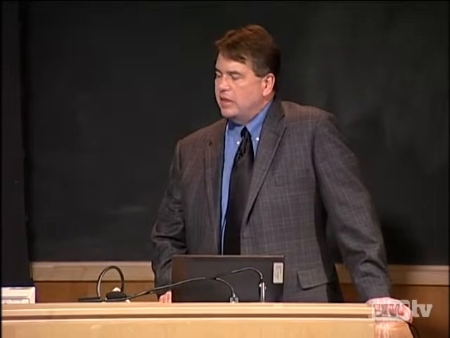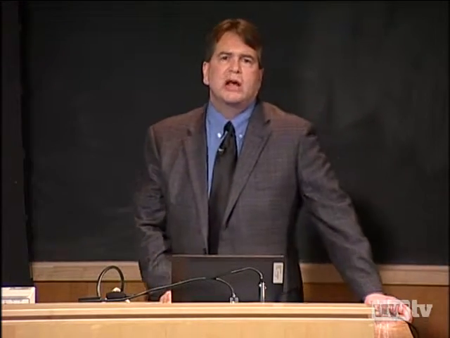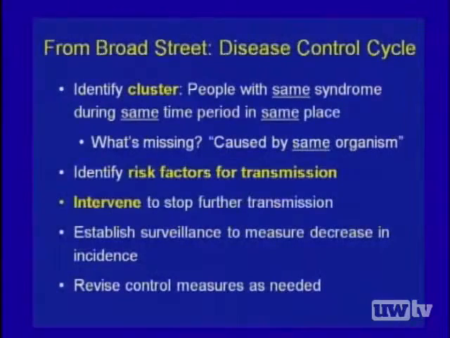And that is something that he could not answer then, and over the course of the next 110 years since Broad Street, that is where there's been a great deal of emphasis. The rest of this disease control cycle is that we should identify risk factors for transmission, we should design interventions to stop those transmissions, we should measure the effectiveness of that intervention, and then we need to revise our control methods as needed. All of this from Broad Street.